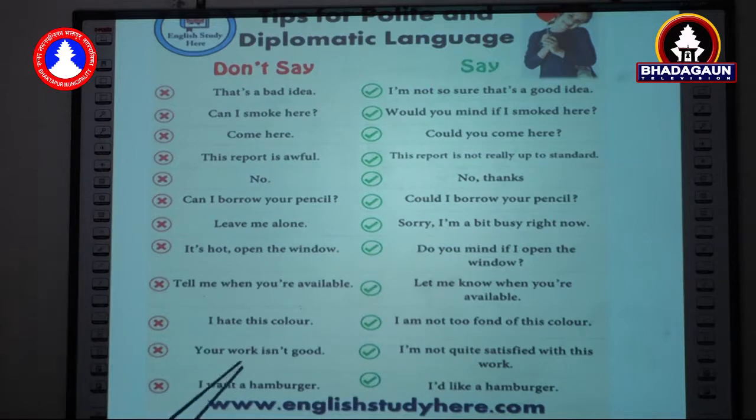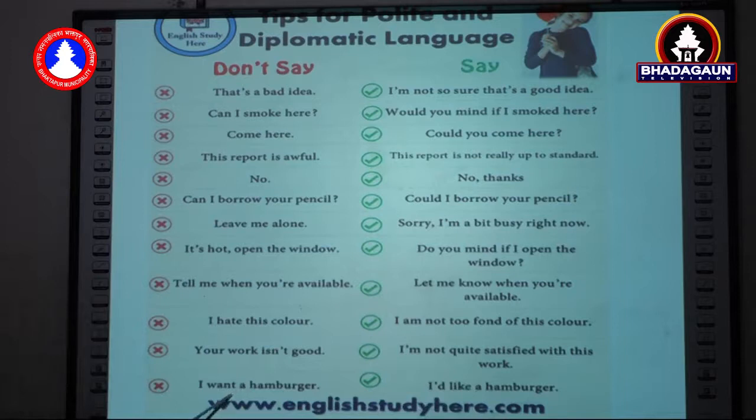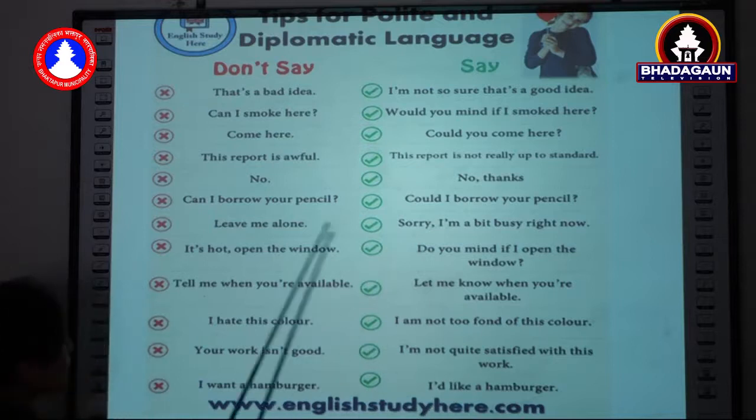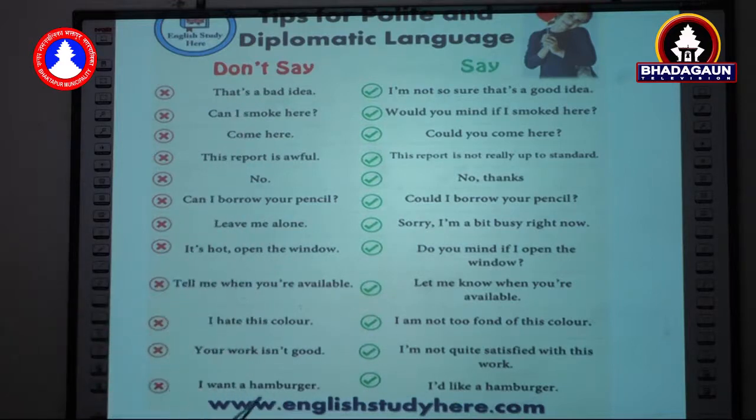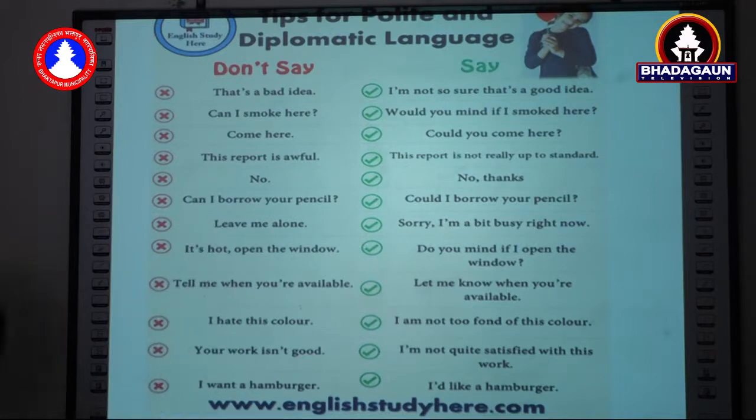Next is "Your work isn't good." That sounds very rude, right? So instead of saying this, you can say "I am not quite satisfied with this work." "I want a hamburger." Instead, you can say "I would like a hamburger." Actually, even if we use the first sentences, they are not incorrect. I'm not saying you can't use them, but whatever language you use, if it sounds informal, I suggest you make it formal, polite and diplomatic.